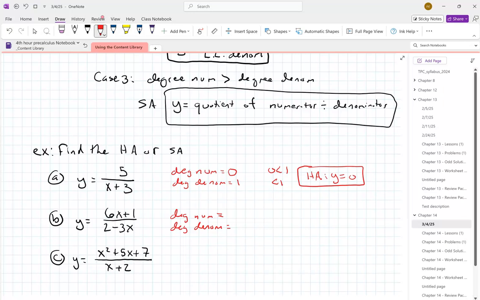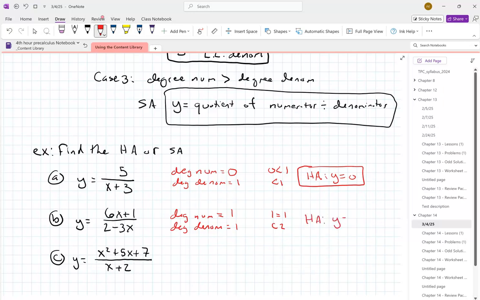Part B, we have (6x plus 1) over (2 minus 3x). The degree of the numerator is 1. And the degree of the denominator? Not 0. It's also 1, right? There's a 3x down there. Just because we didn't write it first doesn't mean it's not the highest degree term. Since 1 equals 1, this is case 2.